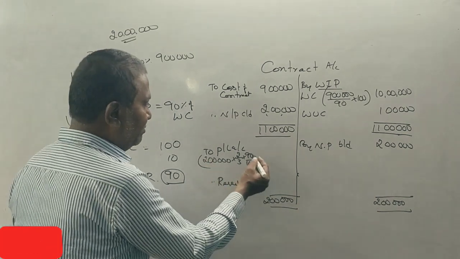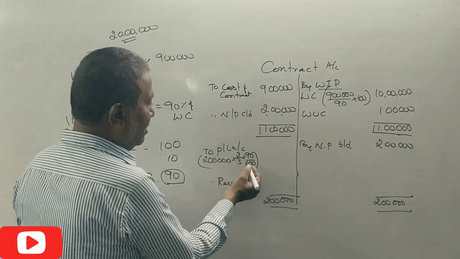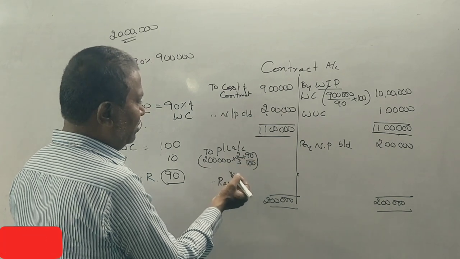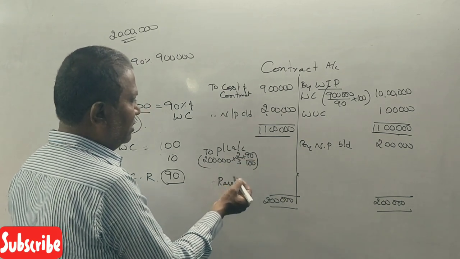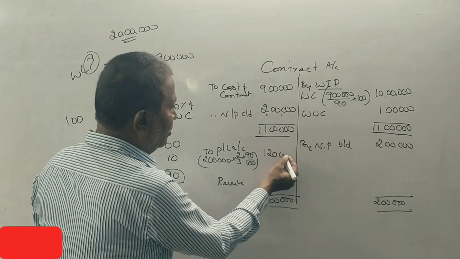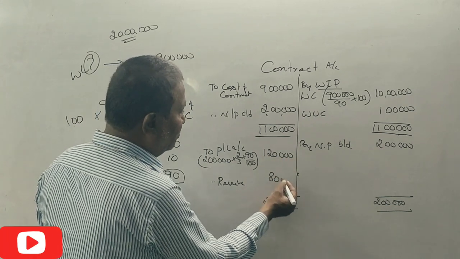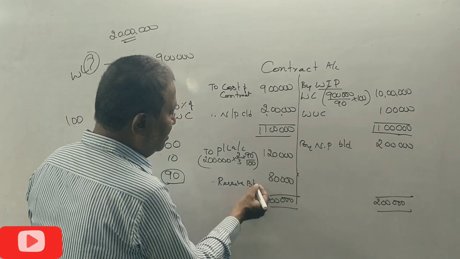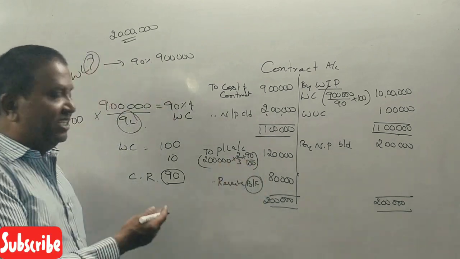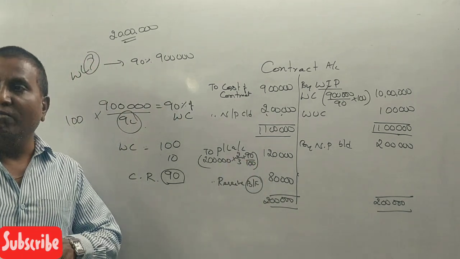So the amount is 1,20,000. The remaining 80,000, what do we do? We transfer to reserve. This is 7 marks.